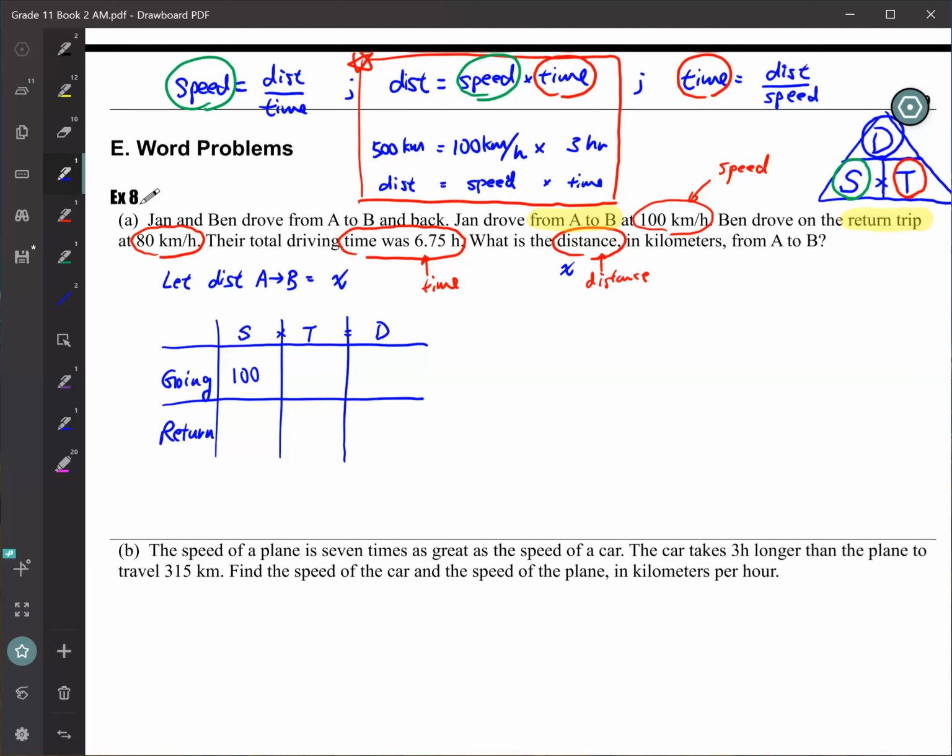Time is h. Wait, no. Right now, don't worry about the variable. Just put in the numbers. So what numbers do you have in your table? Wait, so d is x. The d is x, because the distance from A to B is x for going, right? Okay. Anything else you put into your table? The bottom one is 80 for speed. Okay, the speed of returning is 80 kilometers per hour.